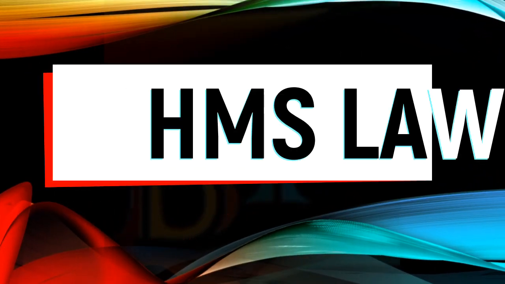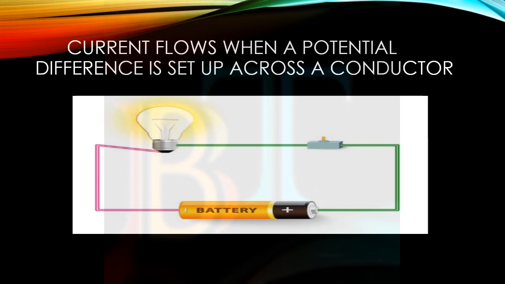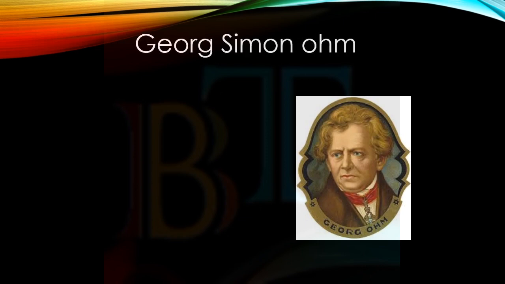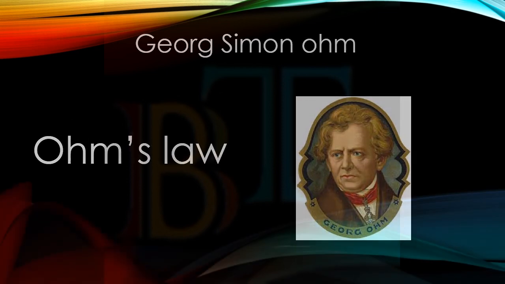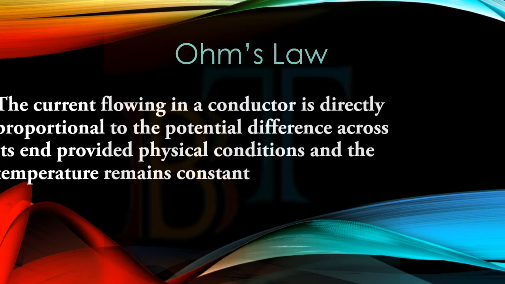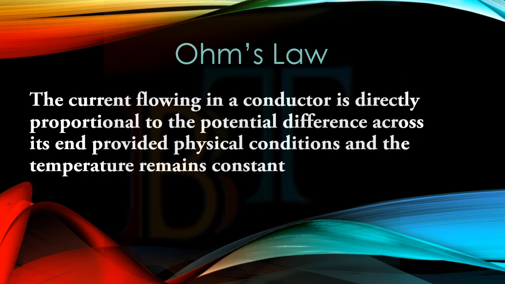As we all know, a potential difference is set up across a conductor, and the current flows through it. A German scientist, Georg Simon Ohm, by his experiment, found a relationship between the potential difference and the current in a conductor. This relationship is stated in the form of a law known as Ohm's law. According to this law, the current flowing in a conductor is directly proportional to the potential difference across its ends, provided the physical conditions and the temperature of the conductor remain same.